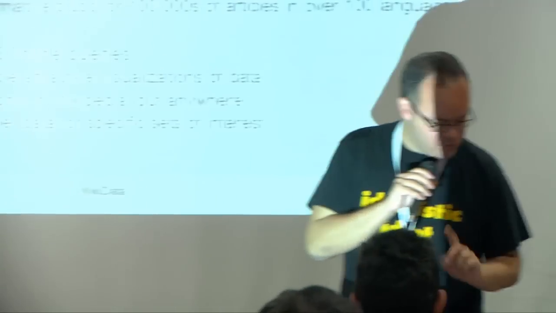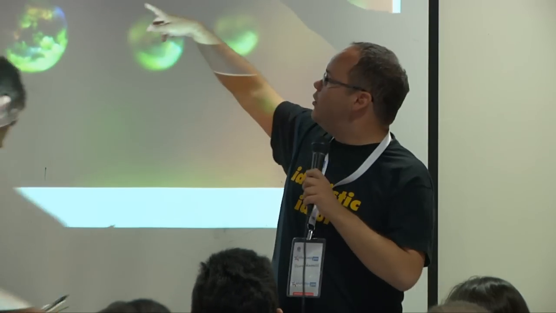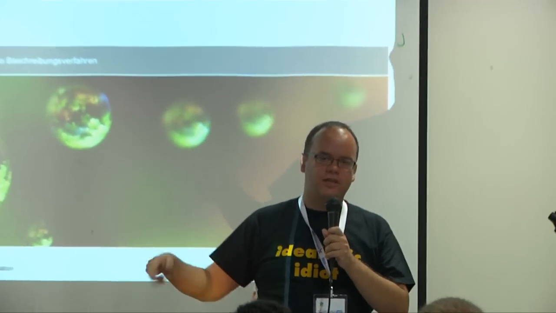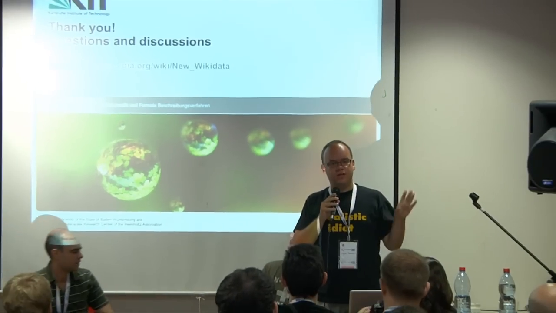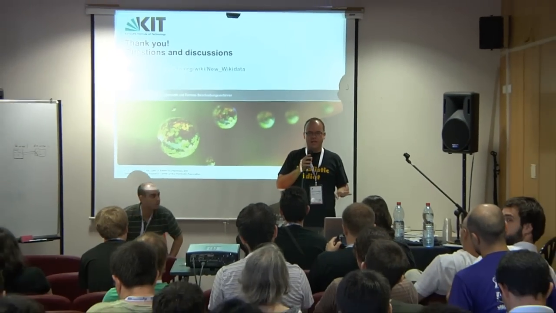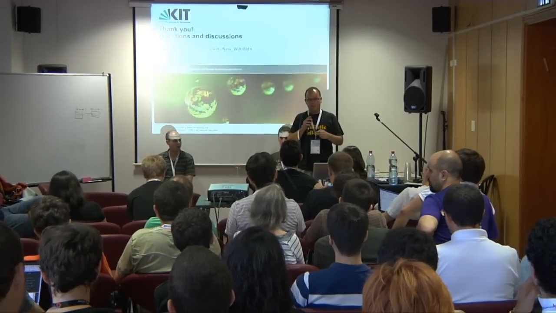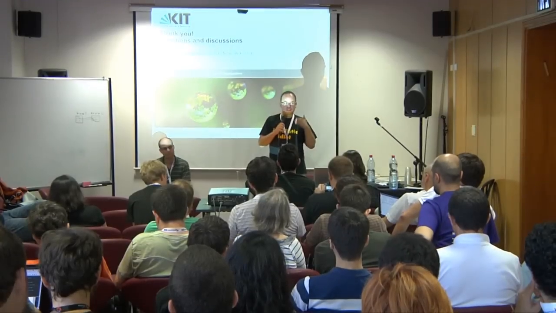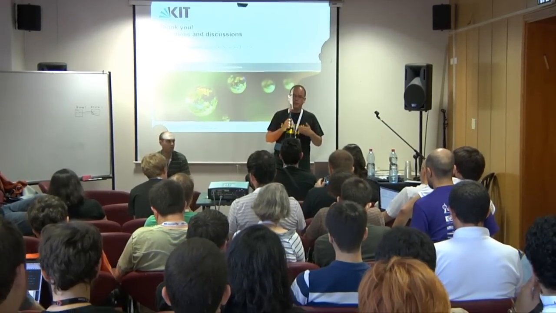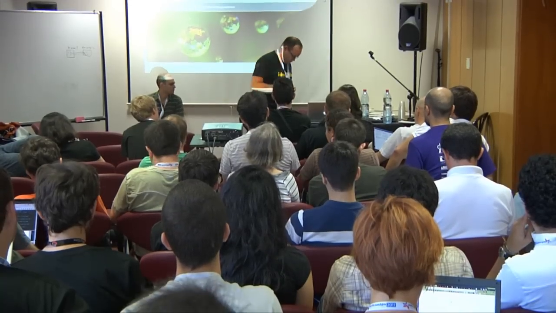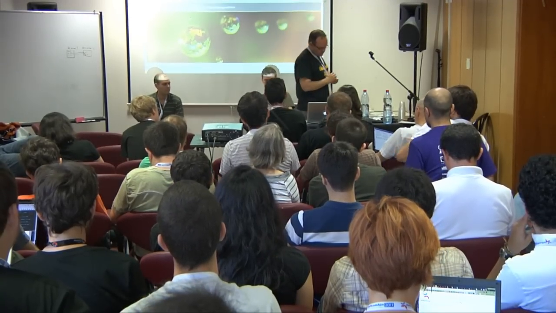Just a very quick thing before we go to the questions. We have put up the technical proposal on Meta. It's on meta.wikipedia.org, under new Wikidata. It's also linked from Wikidata. You will find a technical proposal there with a lot more detail on how we intend to go about implementing it. But this is, as I said, just a proposal, and we are definitely looking for your input on this whole thing. Questions?